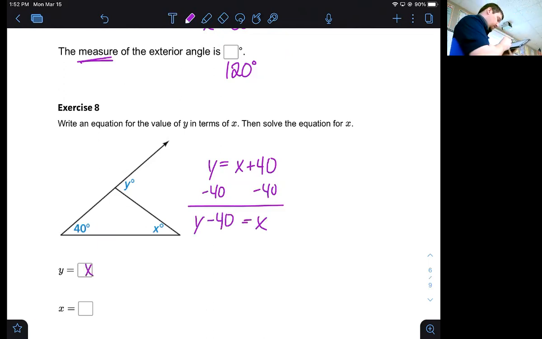Wasn't that just in slope intercept form? The first one was, yeah. This one's not, because it's solved for x and not y.